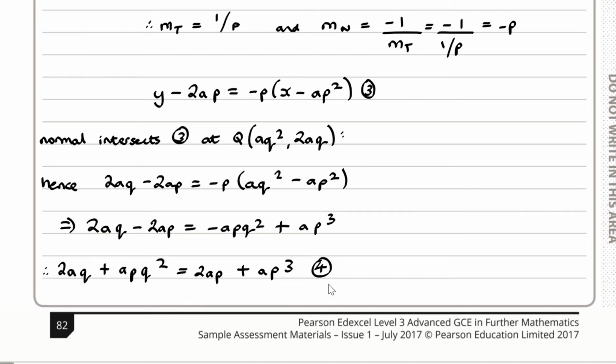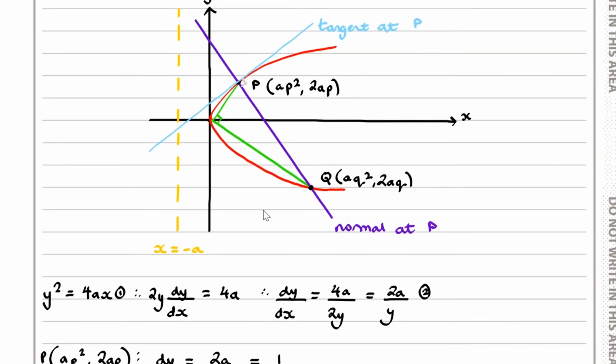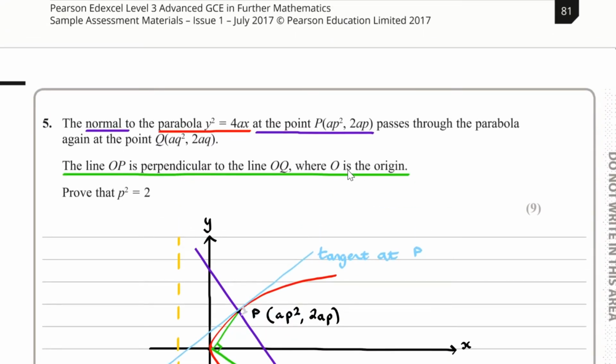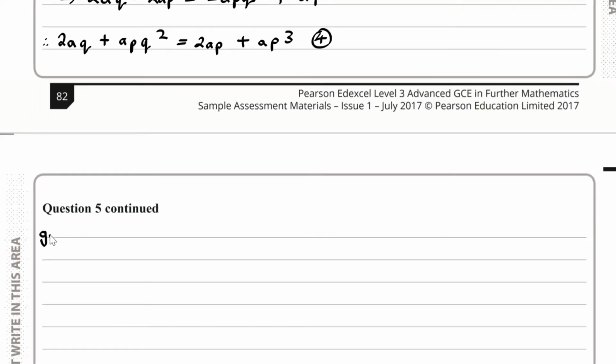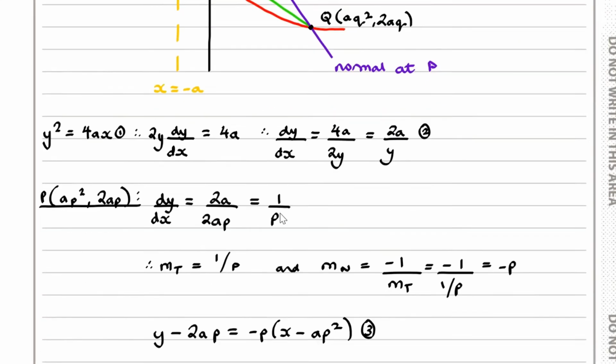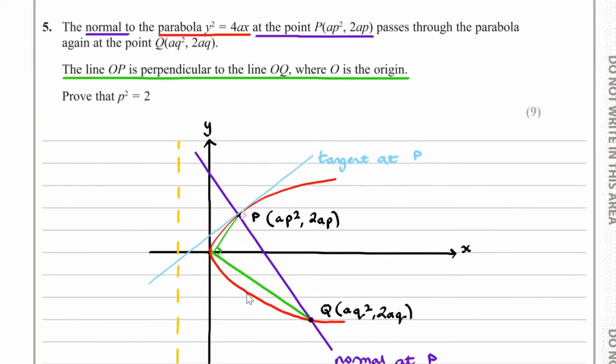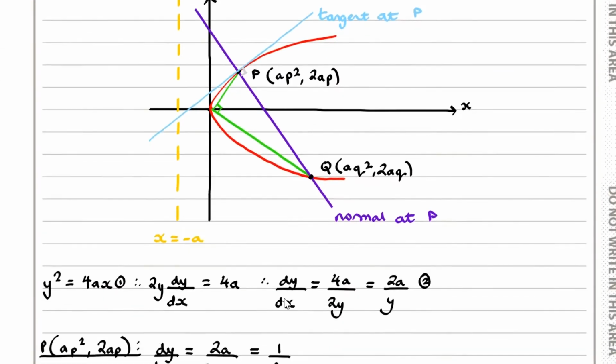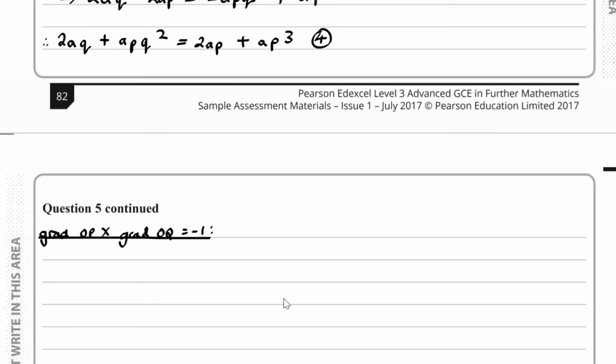Okay, so what we can now do is use the fact that OP and OQ are perpendicular to each other. Hence we have the gradient of OP times the gradient of OQ equaling minus 1. Remember the gradient is given by the change in y over the change in x. So if you look at OP, the change in y is 2ap, and the change in x is equal to ap squared. Remember, we're looking at the gradient of OP and the gradient of OQ. So if we multiply those together, we should end up with minus 1.